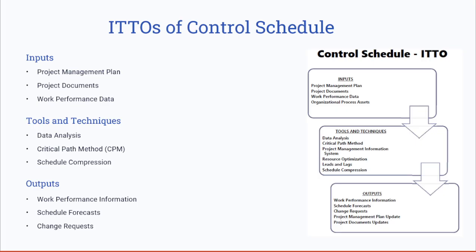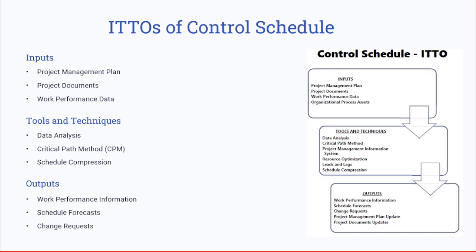We also have the critical path method, which we haven't covered, but we are going to cover it in the next sessions. So the critical path method is a method that is used to identify the longest sequence of dependent tasks.